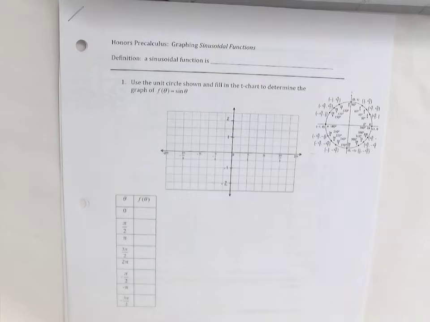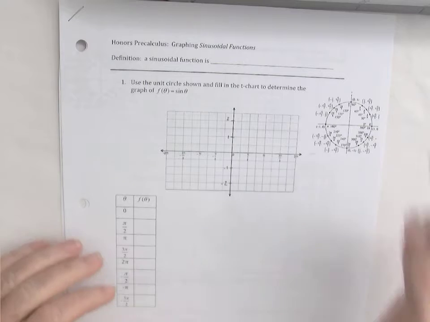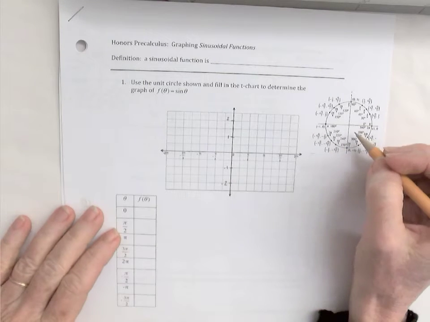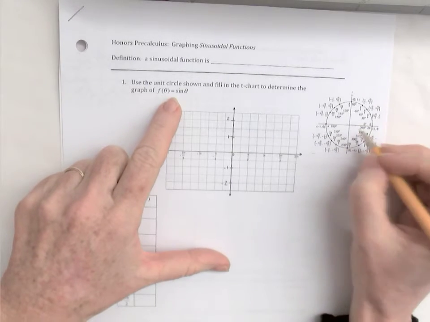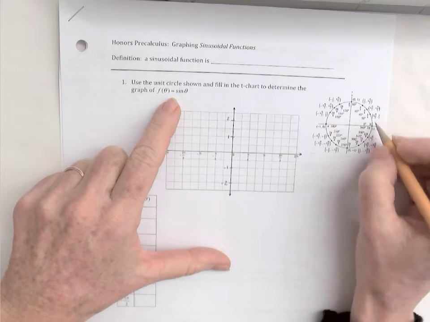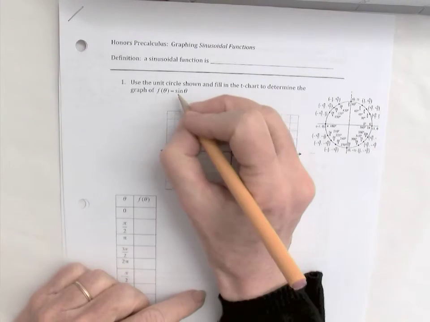I'm going to go through what we would have done in class. So we had talked about circular functions, and we're still using a unit circle, but for the moment we're just going to be focusing on the relationship between the angle and just the y value, just the sine.